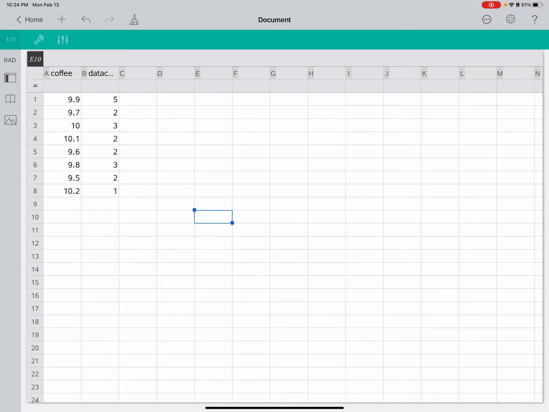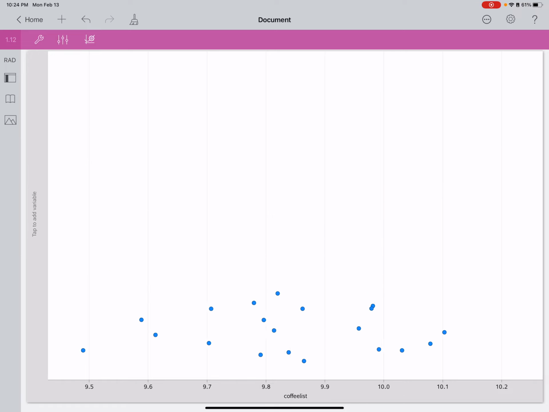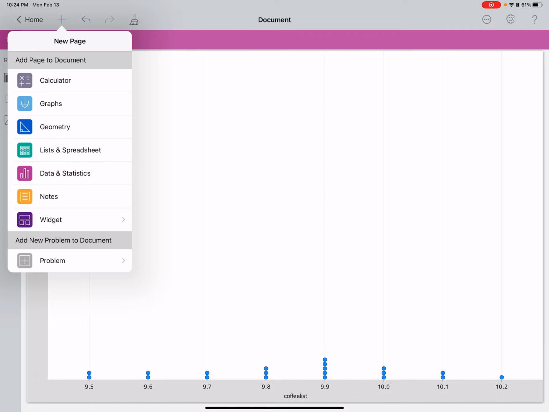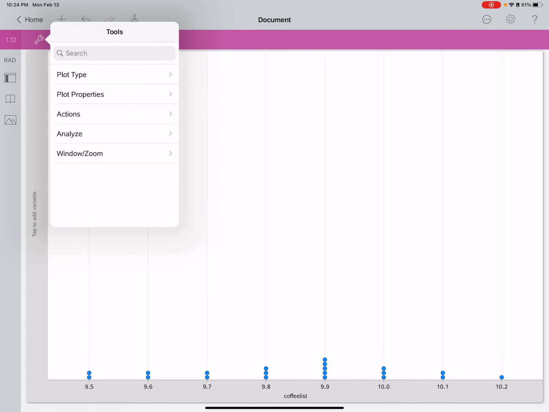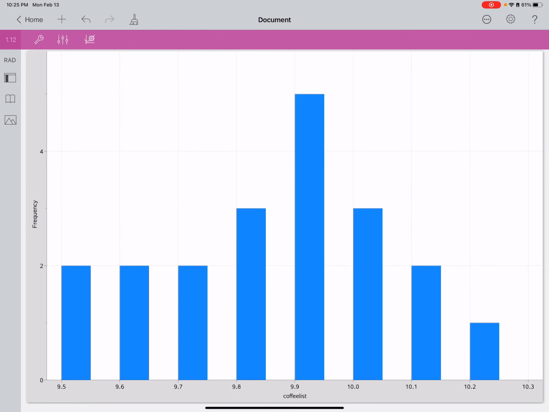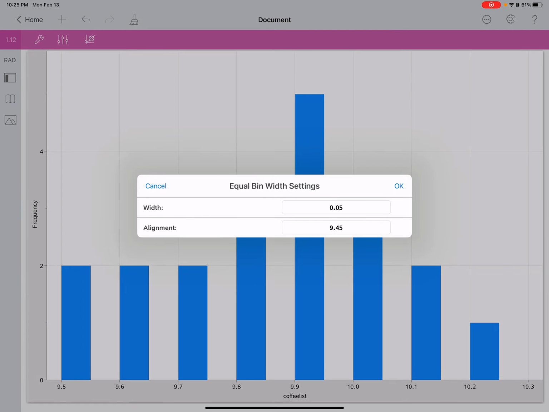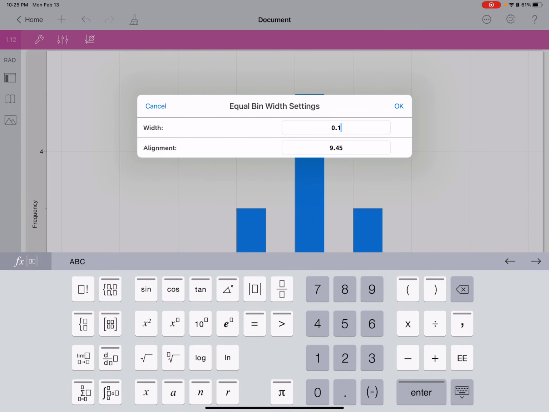All right, so now we're going to do data statistics, and I'm going to do a histogram. There's my histogram. Now, I don't want spaces in between it. You guys can just push them together on your graph. But if you really want to change it, you can change this to plot properties, histogram properties, bin settings, equal bin width, and you can see there's a gap. So I'm just going to double it to 0.1, and that will do it for me.